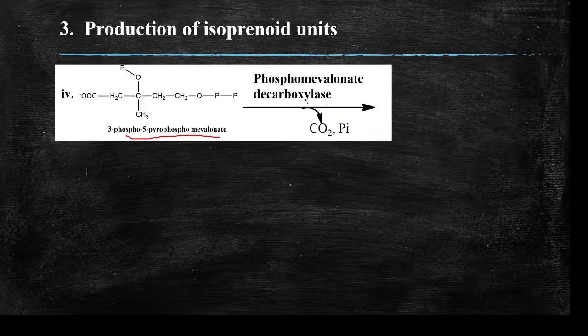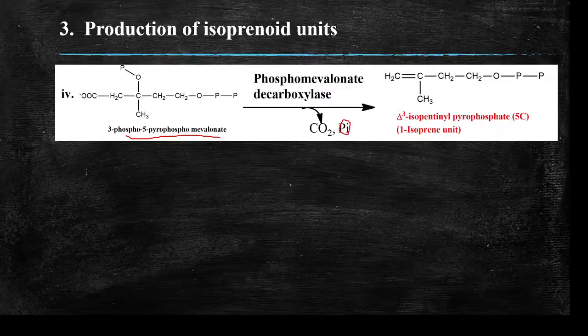In the next step, this 3-phospho, 5-pyrophosphomevalonate will lose a molecule of carbon dioxide. A decarboxylase enzyme, that is pyrophosphomevalonate decarboxylase, will remove one carbon dioxide. Along with that, one inorganic phosphate is removed from the third carbon atom, and a double bond is created over here. This carbon dioxide is eliminated and this phosphate group is eliminated. So here you got an isopentenyl pyrophosphate.